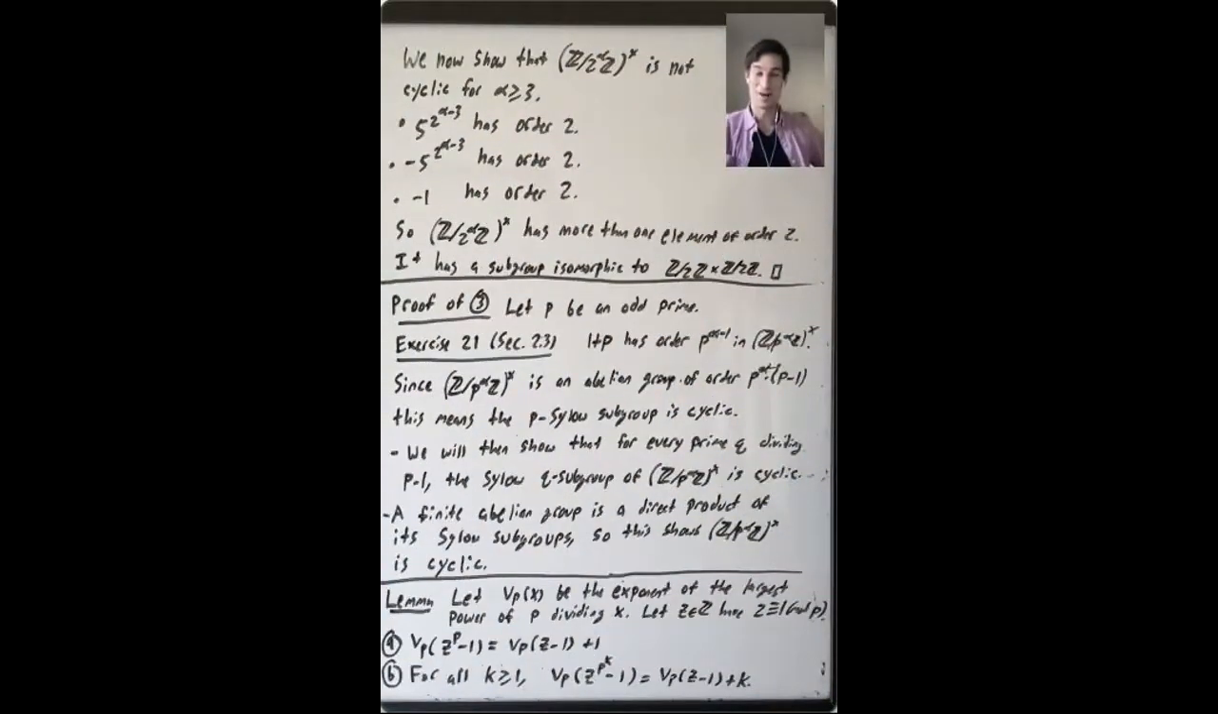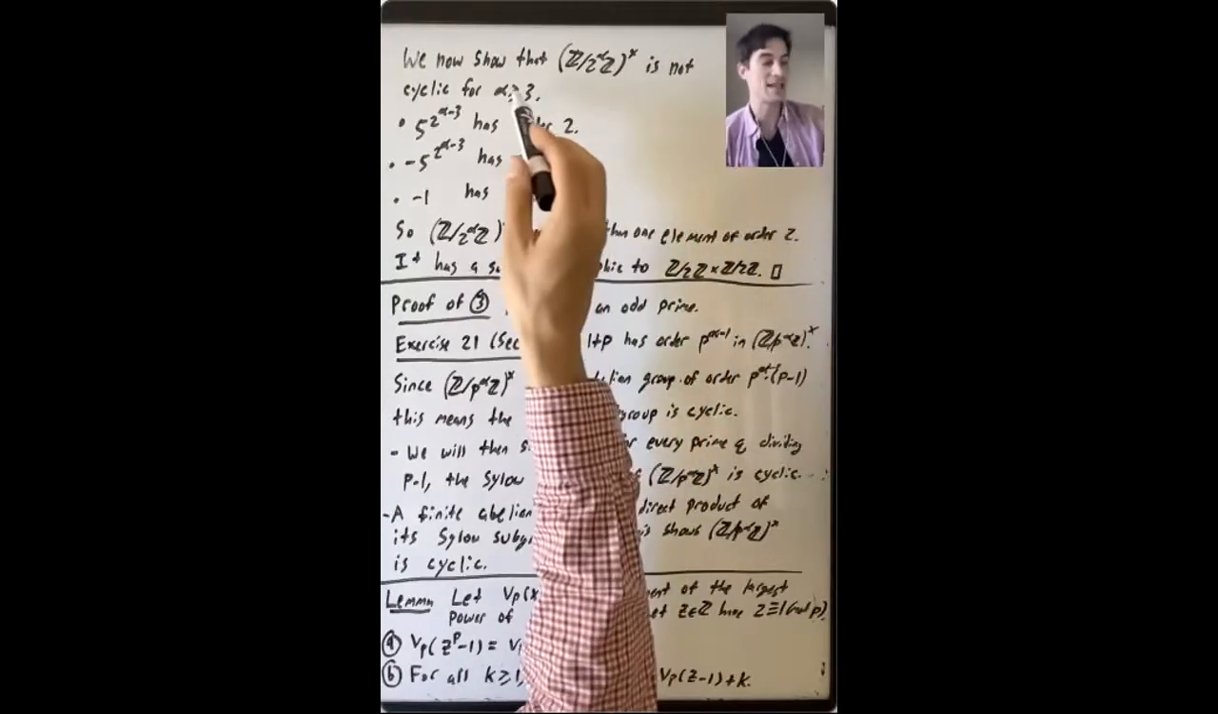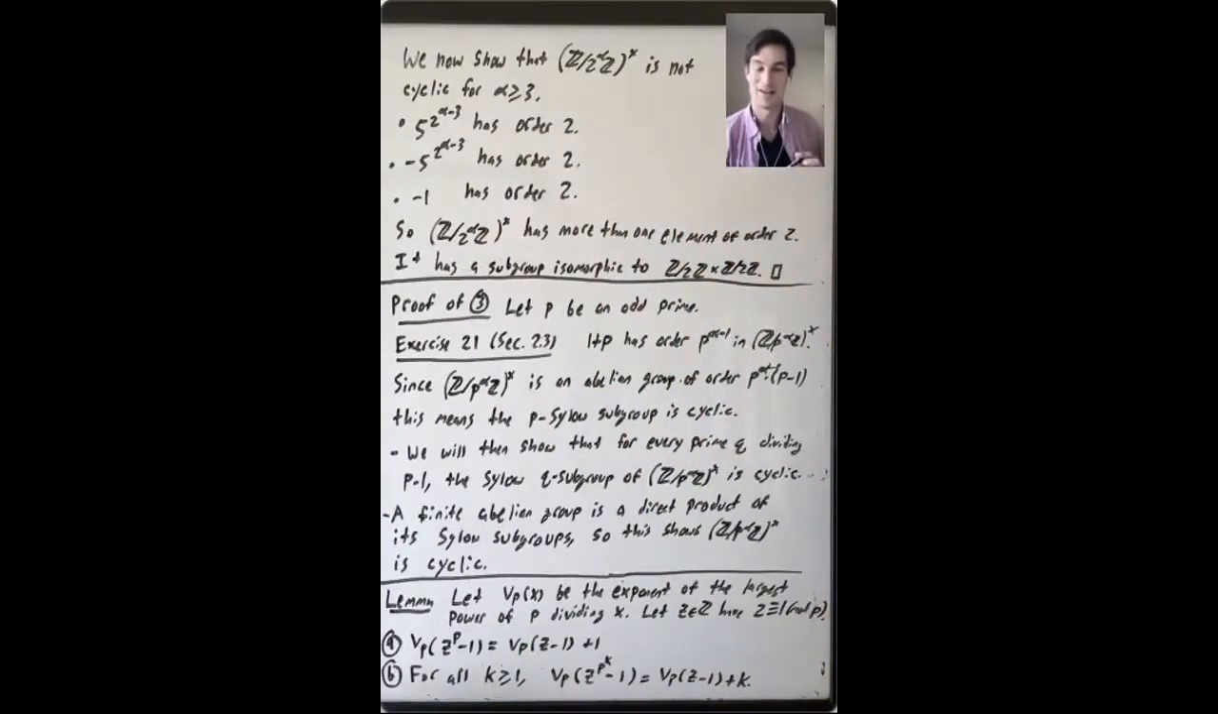Let's finish this argument about (Z mod 2 to the alpha Z) star. All we have to do now is show that this group is not cyclic whenever alpha is at least 3. And the way that we'll see that it's not cyclic is by seeing that it has too many elements of order 2 to be cyclic. Right? If you're a finite cyclic group, then you have a unique subgroup of order d for each d dividing the order. So you should have exactly one element of order 2. It's contained in that unique subgroup of order 2.